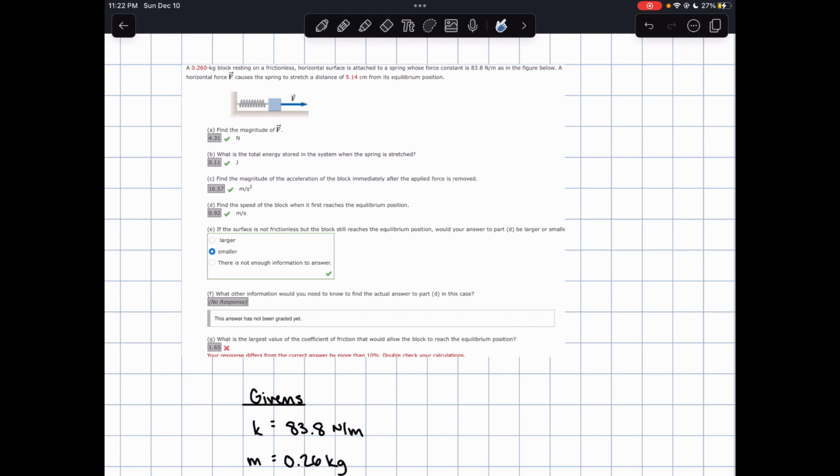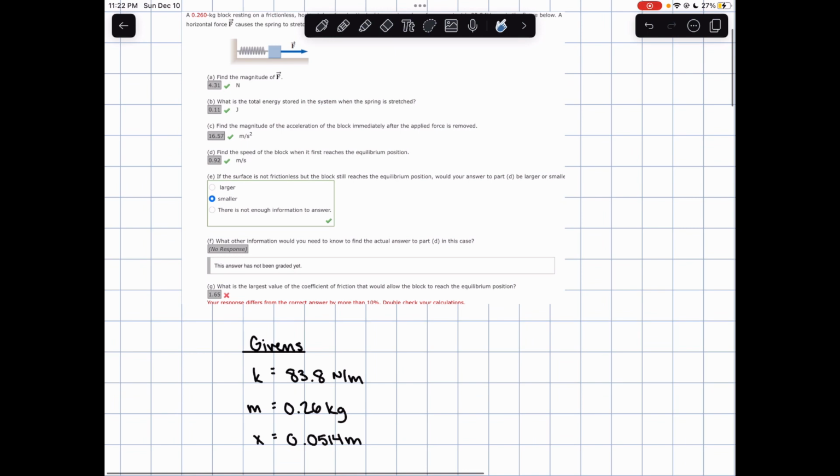Today, we're going to be working on oscillations. Let's take a look at our problem. A 0.26 kilogram block resting on a frictionless horizontal surface is attached to a spring whose force constant is 83.8 newtons per meter, as in the figure below. A horizontal force, F, causes the spring to stretch a distance of 5.14 centimeters from its equilibrium position.